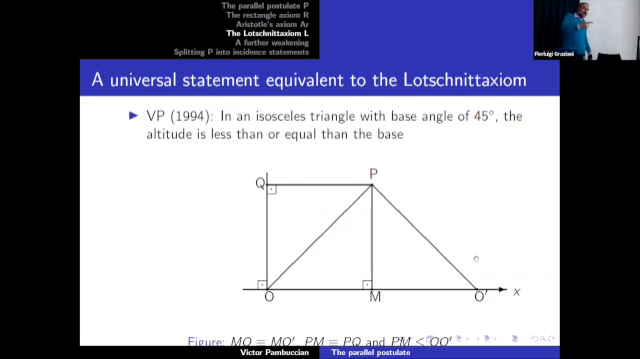In an isosceles triangle, the isosceles triangle that we're talking about is POO prime, with base angles of 45 degrees. So this is a right angle and this is a half right angle. The altitude to the base, which is PM, is less than OO prime. That's equivalent to the Lagrange axiom, and as you see, it's completely universal. It doesn't say that something must exist.